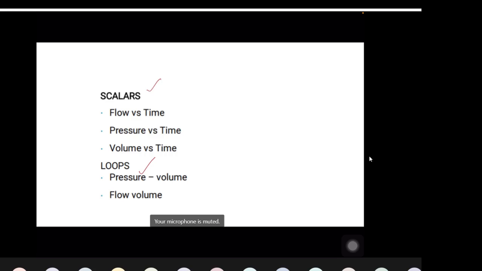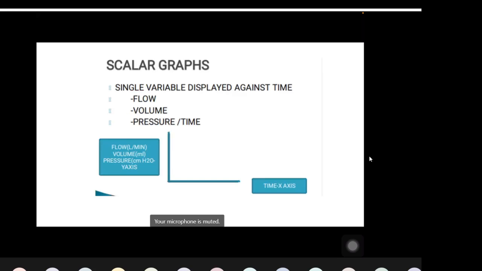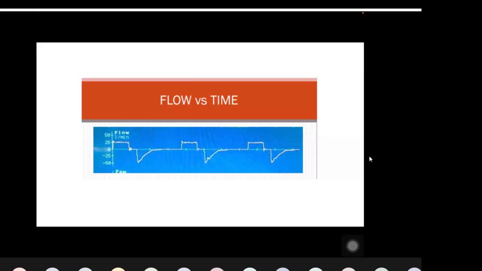Scalars means a single variable is plotted against time. So it can be a flow time scalar, or a volume time, or a pressure time. And loops means two variables are plotted, one on the x-axis and one on the y-axis, which can be flow volume or pressure volume. So coming towards the first important scalar, that is the flow time scalar.